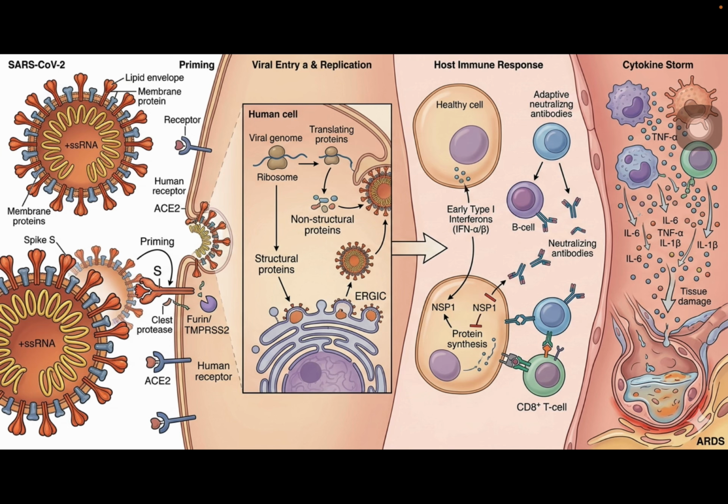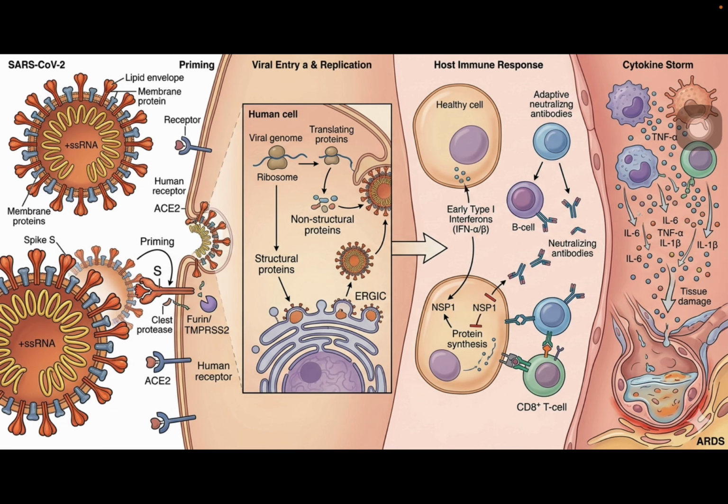Now look at the center insert. So here we see the replication process. Once the membranes fuse, the positive ssRNA is released into the cytoplasm. It immediately utilizes the host ribosomes to create two large polyproteins. Viral RNA-dependent RNA polymerase creates subgenomic RNAs, and the assembly occurs in the ERGIC compartment. So ERGIC basically abbreviates into endoplasmic reticulum Golgi intermediate compartment.